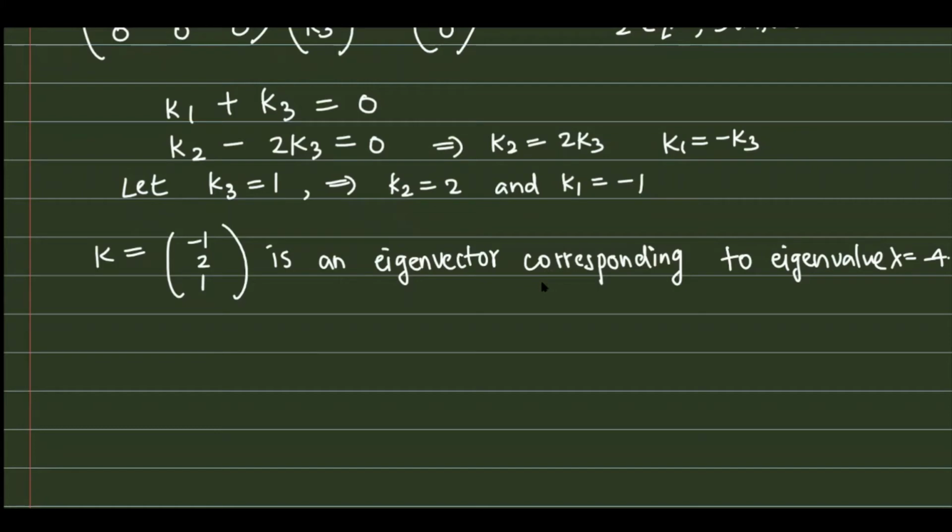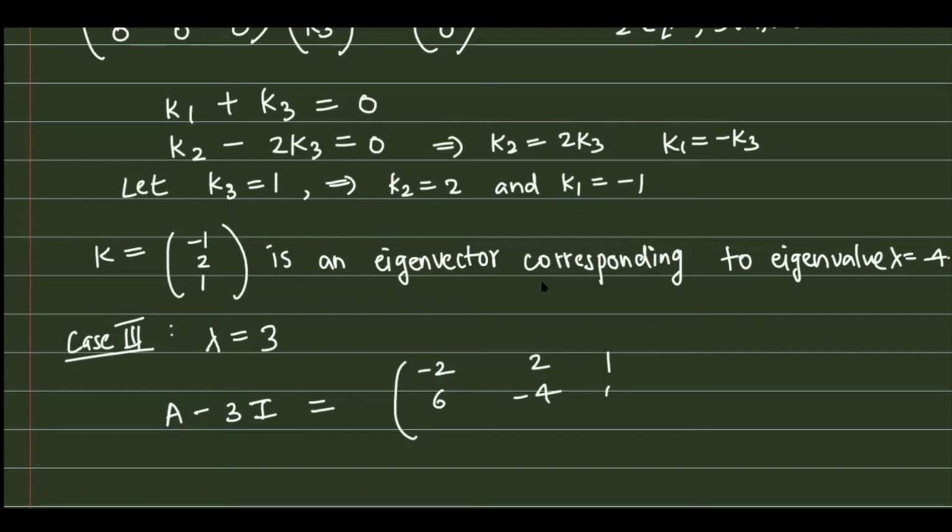Now we have to do case 3 in the same way as we did in case 1 and 2. So here our eigenvalue lambda is equal to 3. We have to find the eigenvector corresponding to this. So I will write A minus 3I. The matrix A minus 3I is minus 2, 2, 1, 6, minus 4, 0, minus 1, minus 2, minus 4.